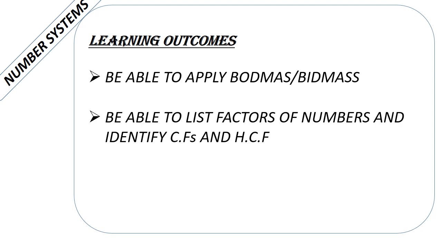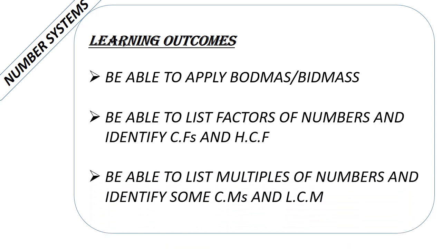But at the end of the video, or as you are progressing through the video and your notes, you should always refer to the learning outcomes. Tick whenever you feel like you have attained an outcome, like you have understood or you are able to do something. And lastly, you should be able to list multiples of numbers and identify some common multiples and the lowest common multiple. So let's get started.